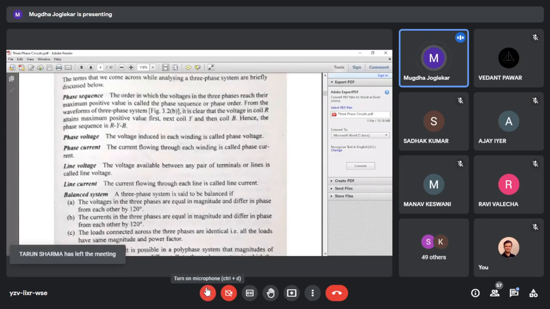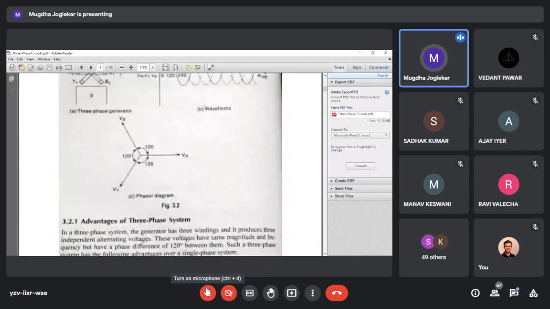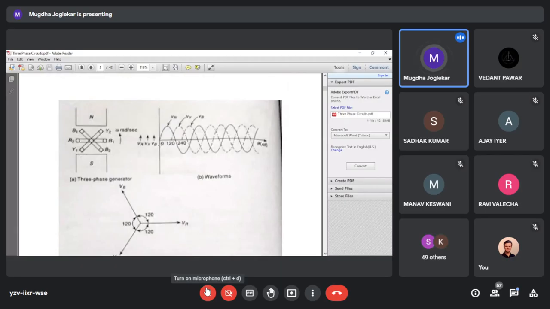But what is a phase sequence, you can understand. It is the order in which the voltages in three phases reach their positive maximum value. It is called phase sequence or phase order. Means in the earlier diagram, if you see, our reference voltage is VR, which starts from the reference position. Then after 120 degrees, VY will start. Then after 240 degrees, VB will start. So VR will reach the positive maximum value first, then VY will reach the positive maximum value second, and then VB. So it is called the phase sequence of voltages or phase order.